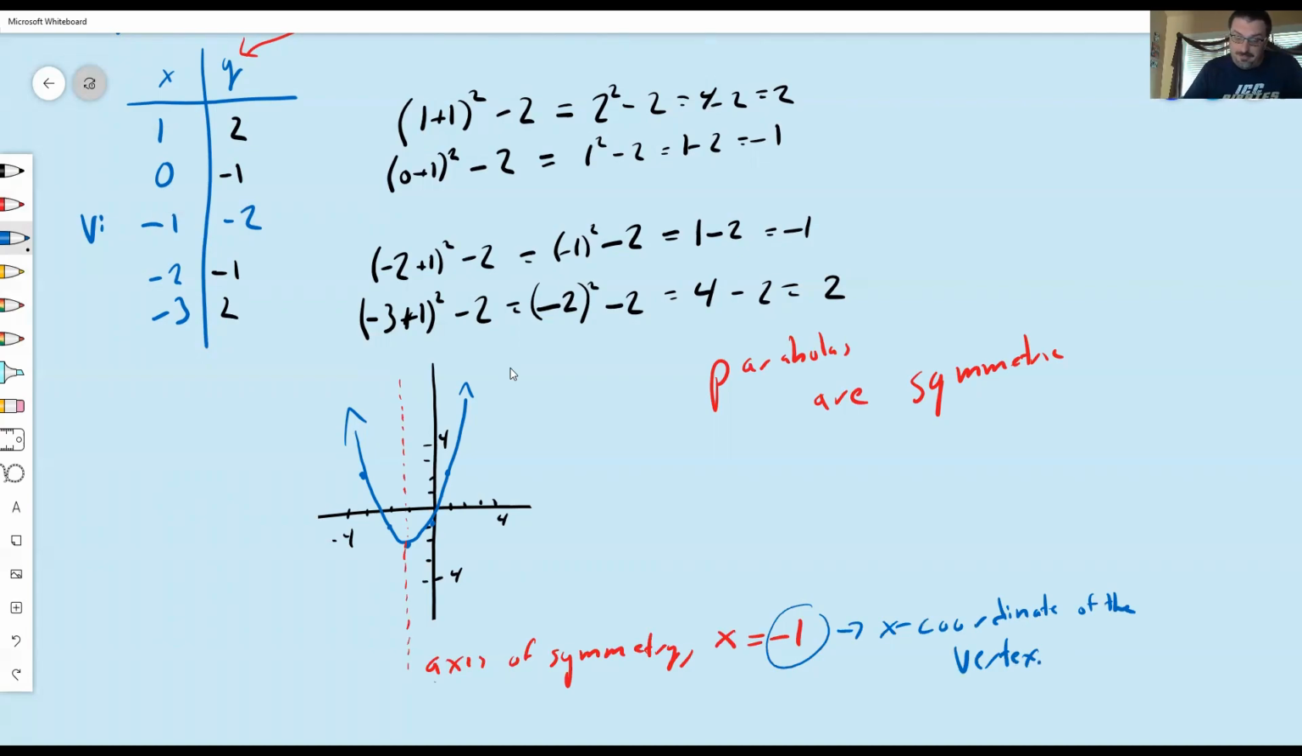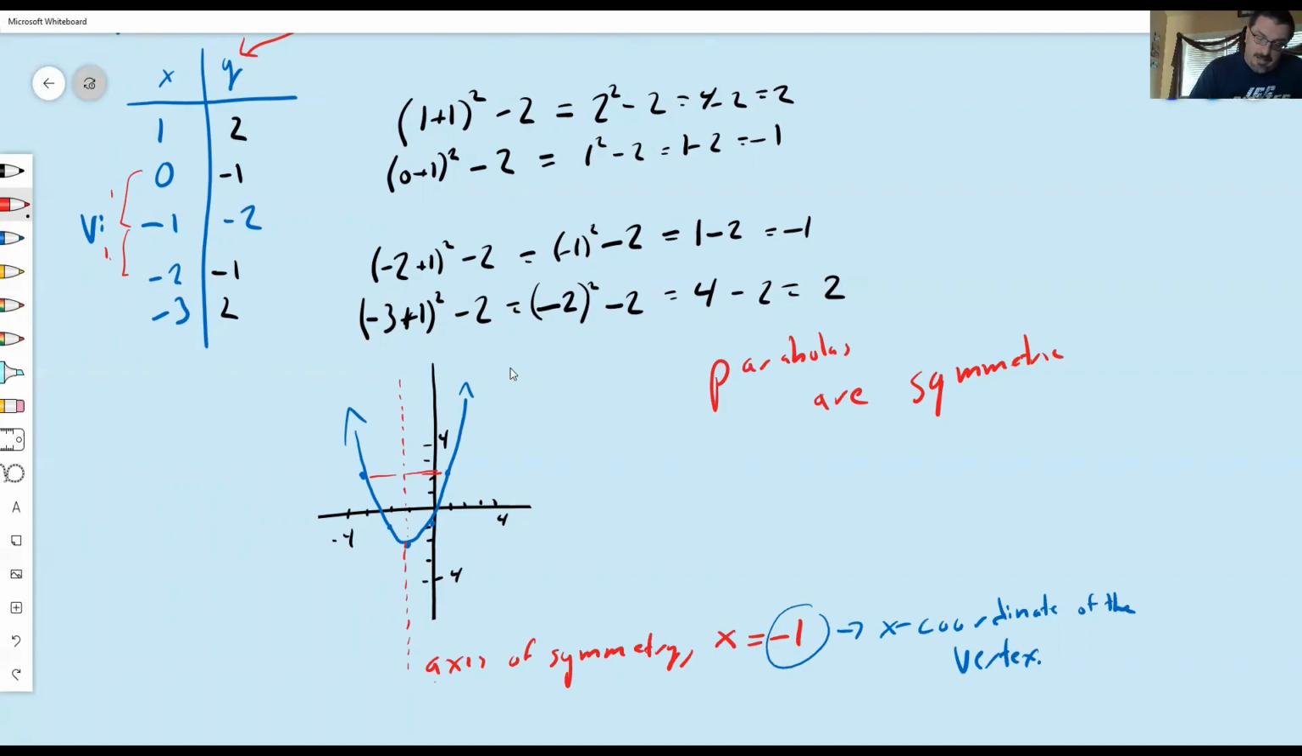And what it means is, if you look at this, if I go the same distance to the left and the same distance to the right, the y values should also be the same. So the distance between 0 and minus 1 covered 1 unit, right? Distance here is 1 unit. And because those are 1 unit, their y values are the same, because if I fold over my axis of symmetry, the y values will be the same.